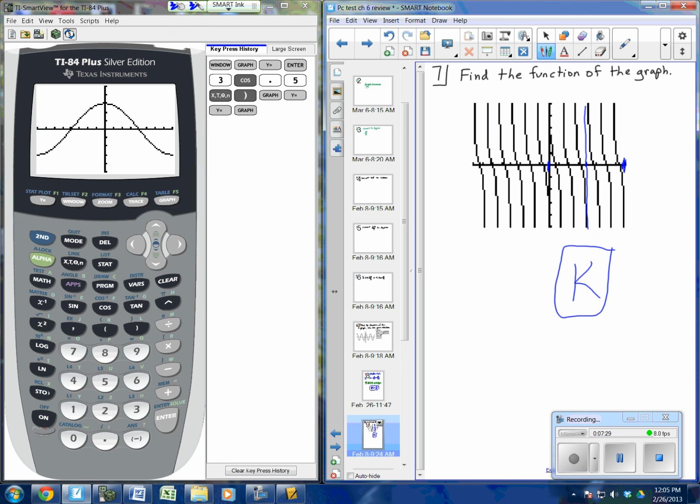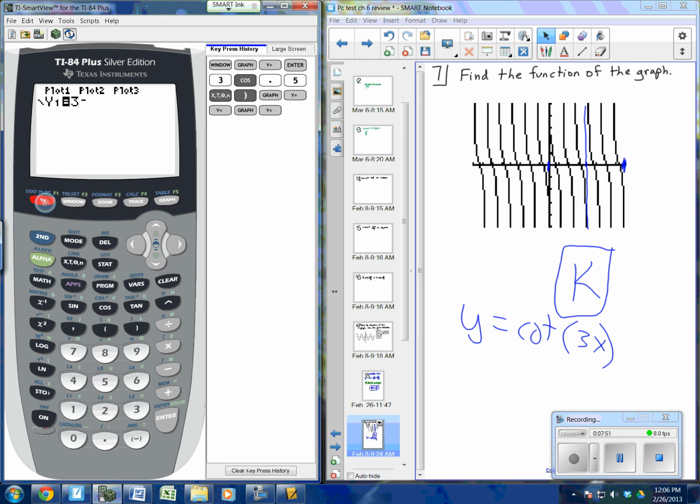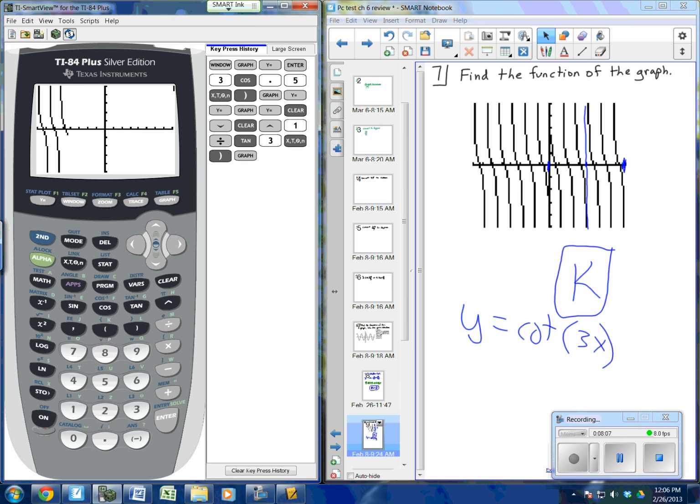And by the way, is this a tangent or cotangent? You could actually use either one. You could use a negative tangent, or you can use a cotangent. But y equals cotangent of 3x. Did it shift, or is that it? That's it. Now, how do I have to put that in my calculator? 1 divided by the tangent of 3x. And there it is.